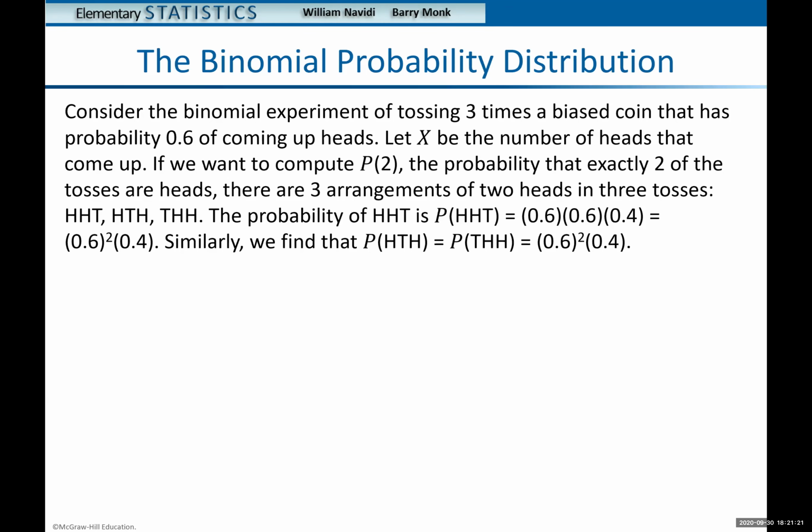Next one, determine the probability distribution of a binomial random variable. So consider the binomial experiment of tossing 3 times a biased coin that has probability of 0.6 of coming up heads. Let X be the number of heads that come up. If you want to compute P(2), the probability that exactly 2 of the tosses are heads, there are 3 arrangements of 2 heads in 3 tosses.